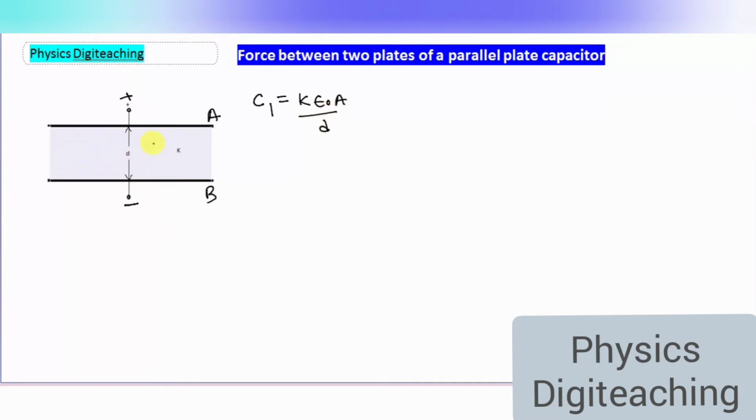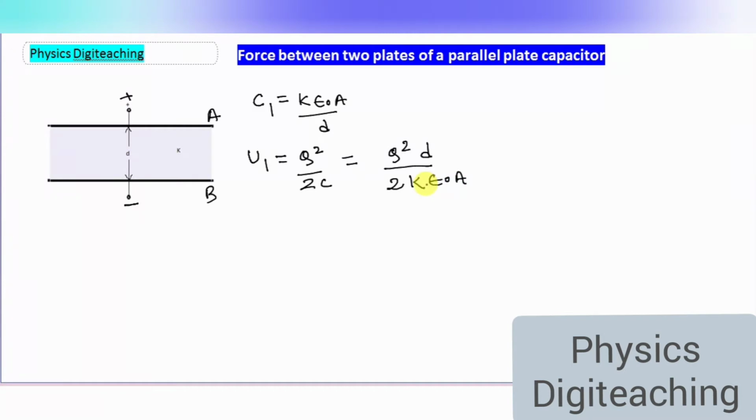The electrostatic energy stored within the capacitor, U1, equals Q square divided by 2C. Now we substitute the value of capacitance, then we get Q square D divided by 2 K epsilon naught A.